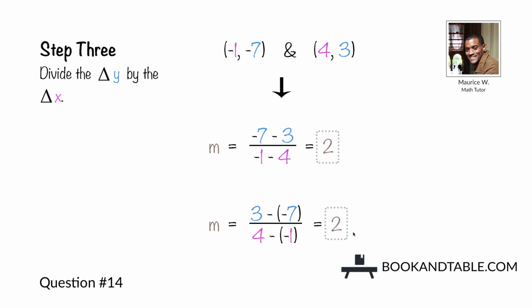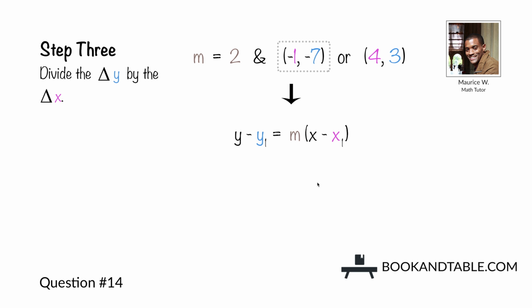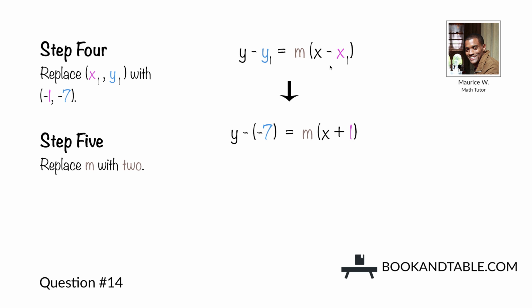Now you want to use this slope in either point provided in the point slope form to figure out the equation of the line that we are looking for. So we'll start by plugging in our slope of 2 in this first point to find the equation. So step 4, replace x1 with -1. X minus -1 will give you x plus 1.